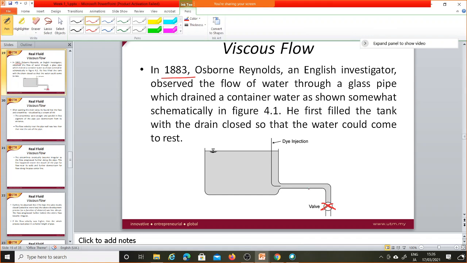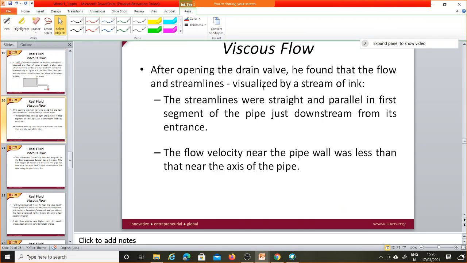He first filled the tank with the drain closed. So he closed the valve and filled the water, and when it came to rest, there is a process of injecting the dye. We call this the Reynolds apparatus. These things you already know. After opening the drain valve, he found that the flow was streamlined, visualized by the stream of ink. So you analyze the flow pattern by injecting the dye.